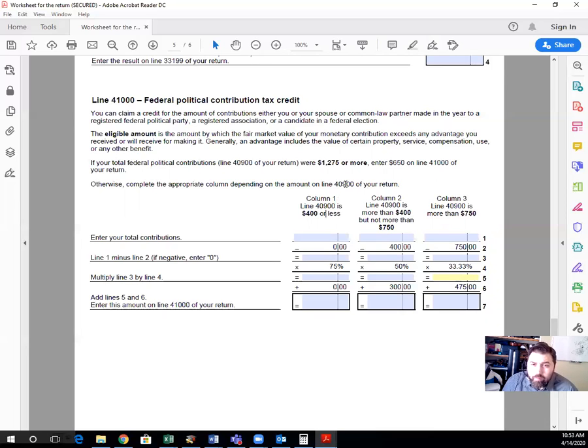Okay, so what this is saying here is that your maximum tax credit is $650 for line 41000 of our return. So let's take a look at line 41000 of our return. As you can see here, the maximum tax credit that you can get is $650. No matter what you put in here, the most you can have for a tax credit is $650 in 2019. Okay, so let's take a look at the demonstration problem.